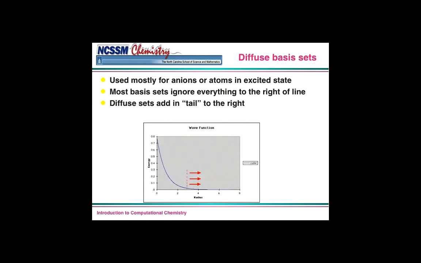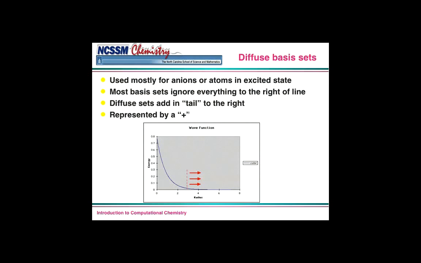And what that means, of course, for your calculation is that if you're using a diffuse basis set, it'll take significantly longer to calculate. And we represent a diffuse basis set by adding a plus to the nomenclature, and that's how we know it's a diffuse basis set. So if you see a star or an asterisk, you know that's a polarized basis set. If you see a plus, you know that's a diffuse basis set.